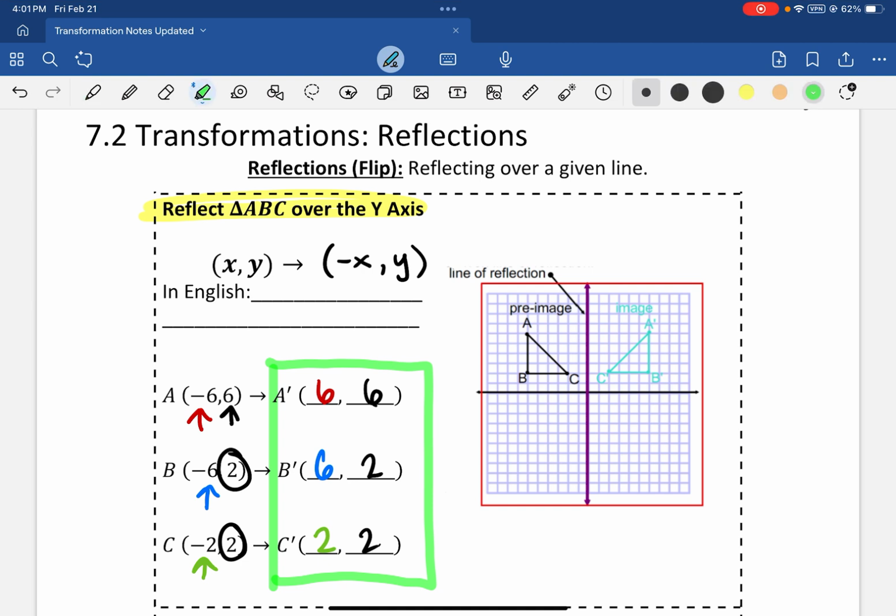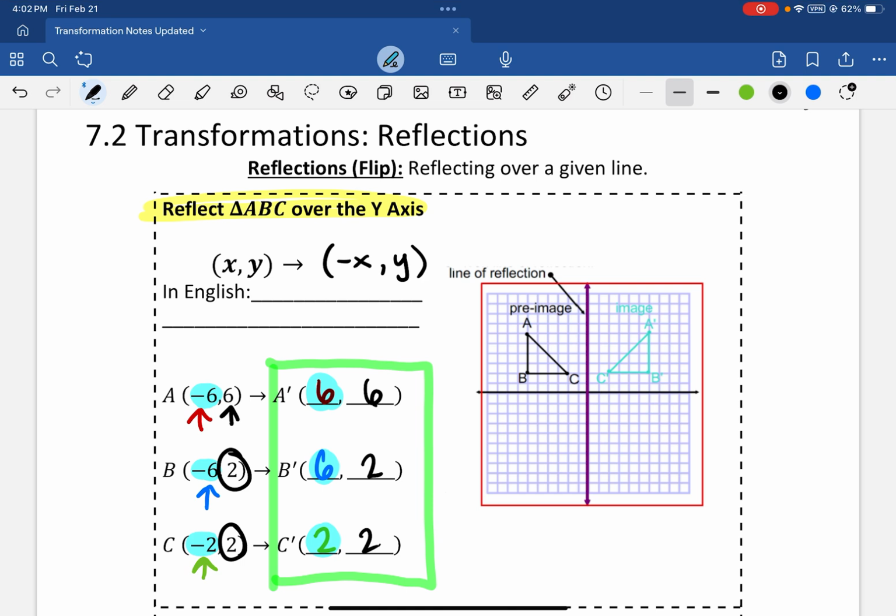So if we look here at A, I'll highlight this in, let's do blue. So x was negative 6 for A, and it was positive 6 for A prime. So I changed the sign of my x value. For B, it was negative 6, and for B prime, it was 6. So I changed from a negative 6 to a positive 6. I changed the sign. Same with C, negative 2 to positive 2. So I changed the sign of my x, and my y's stayed the same.